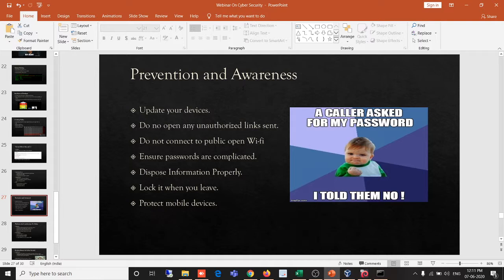And do not open any unauthorized links. This is the major cause of phishing attacks. So please verify whether an email is authorized. There are a lot of tools to do that also, and email verification as well. You can also do that.